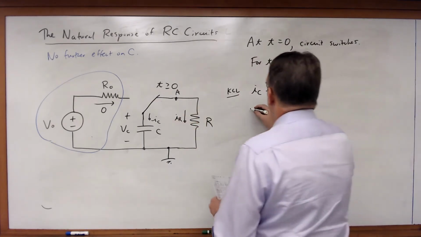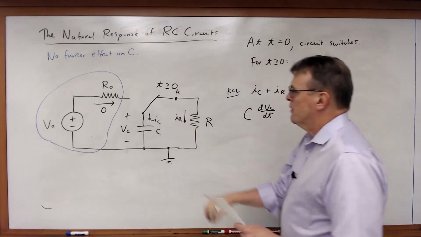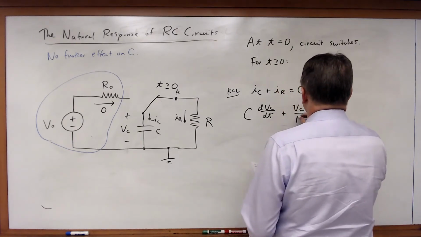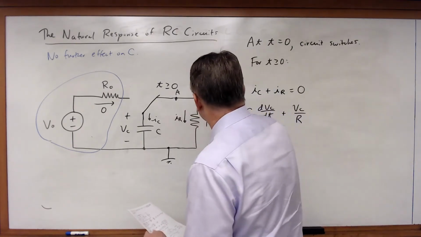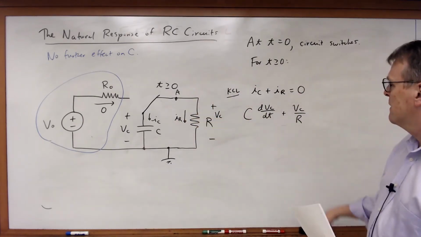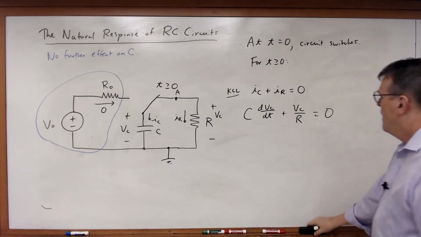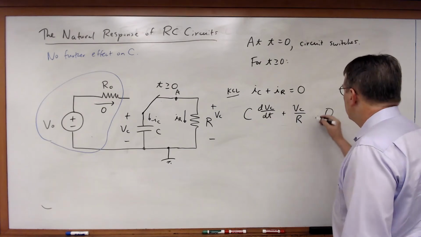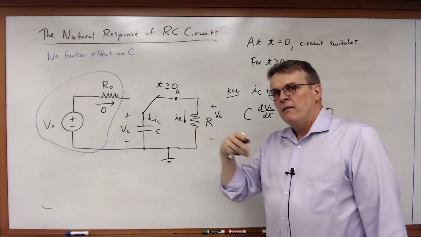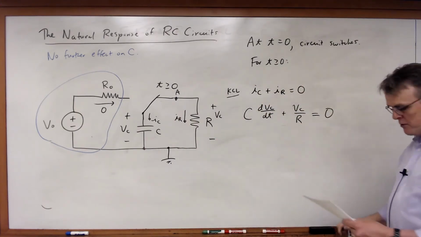And therefore, C dVC/dt, which is the current through the capacitor, plus VC over R, since the voltage across the capacitor must also be the voltage across the resistor, must be equal to 0. Okay, I now have an equation that describes what's going to happen in this circuit for t greater than 0. And notice, this is a first-order differential equation.